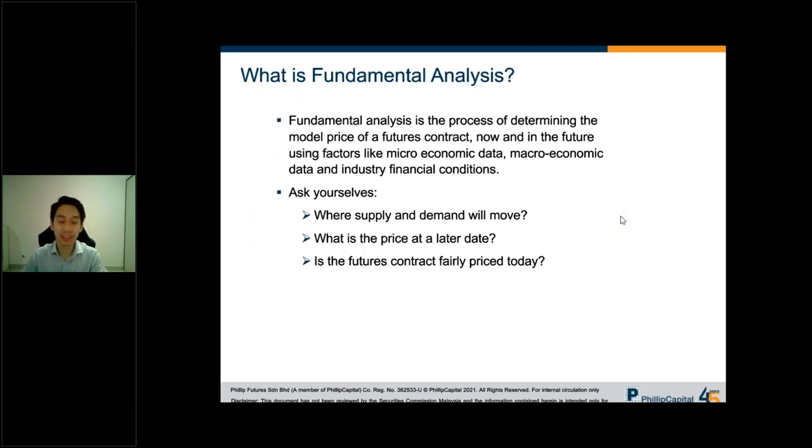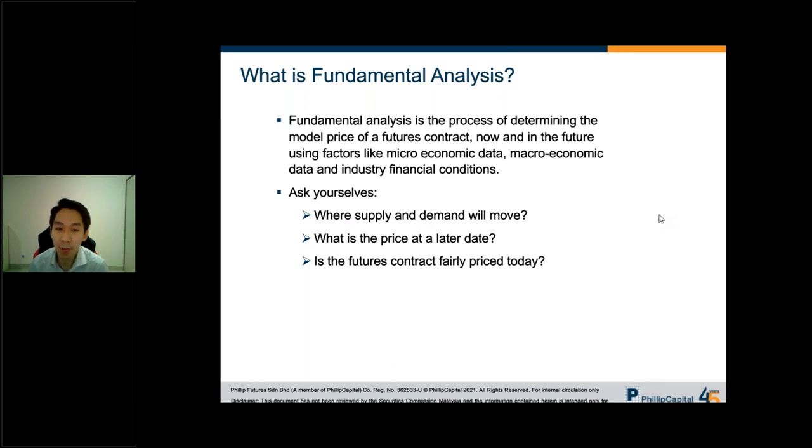Okay, so let's start off the first section, which is what is fundamental analysis. Basically, fundamental analysis is the process of determining the model price of a futures contract, now or in the future, using macroeconomic data, microeconomic data, and also industrial financial condition. When you are doing fundamental analysis from a trader's or an investor's standpoint, you want to ask a few questions to yourself.